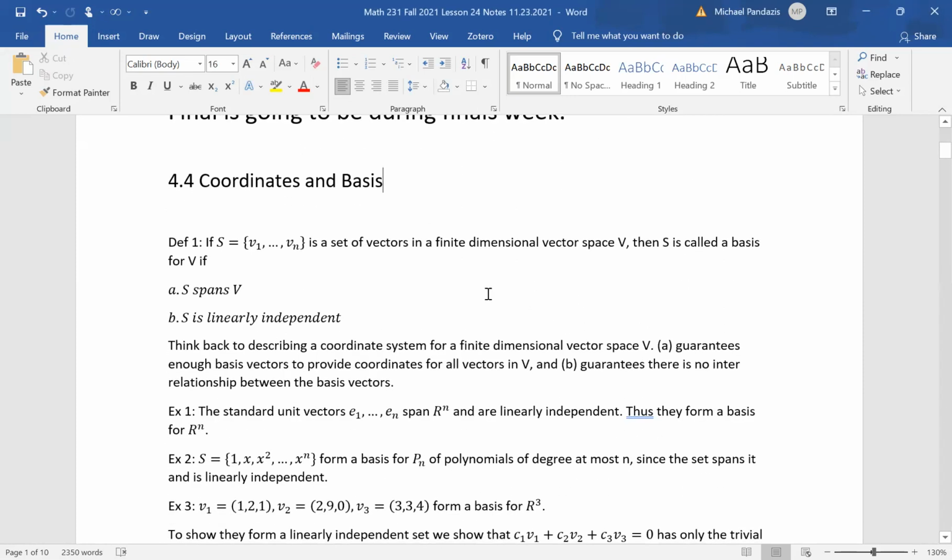4.4 is on coordinates and bases. I typed this up ahead of time. Definition 1: If S is a set of vectors in a finite dimensional vector space V, then S is called a basis for V if A, S spans V, and B, S is linearly independent.